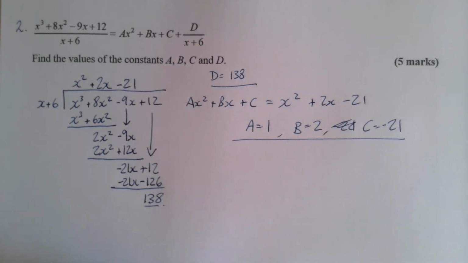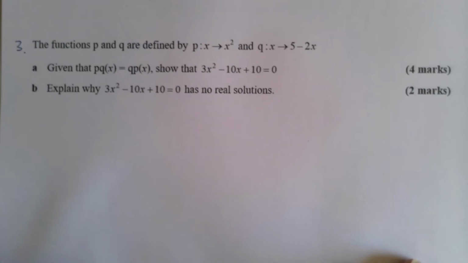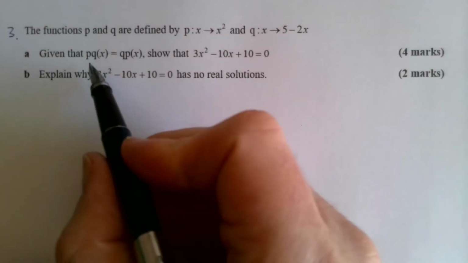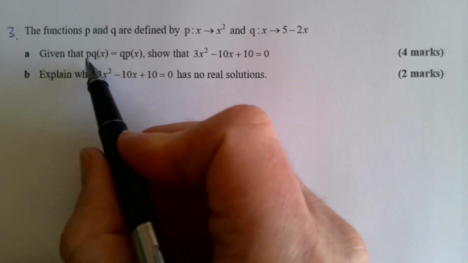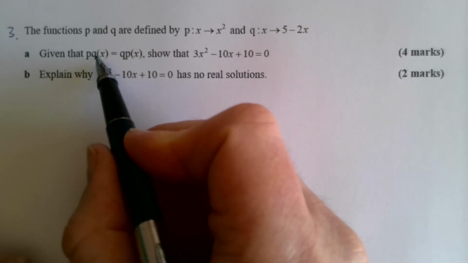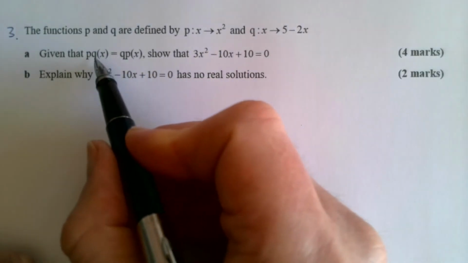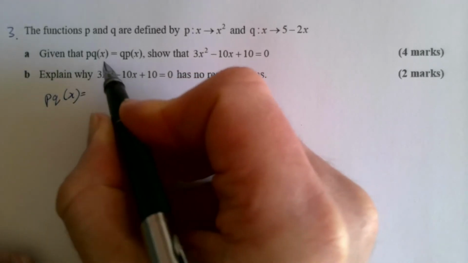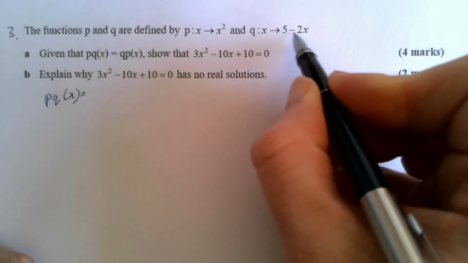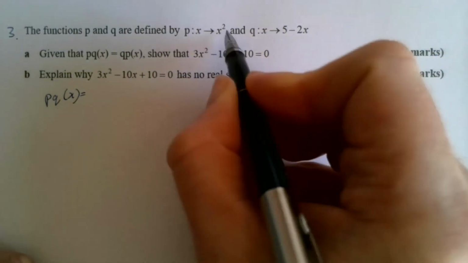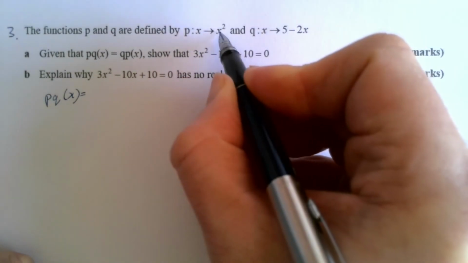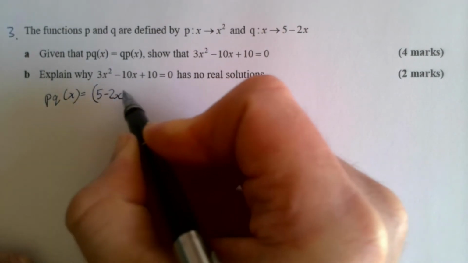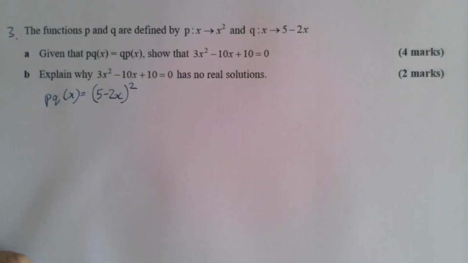Moving on to question 3 then. And this one's not too nasty, you just need to remember that functions start next to the bracket and work out. So we need to show that this gets to this by starting off with PQX. You put X through Q and you get that, and then you need to treat all of this as X in function P. So your Q gives you 5 minus 2X, and that needs to be squared.